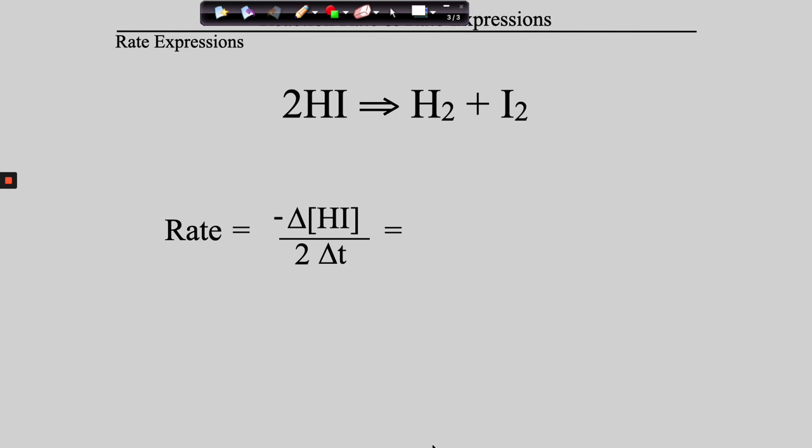But notice what we do. We make this negative because we understand that reactants are being consumed. And then we divide by 2 because that's the coefficient from the balanced equation. So now you do the other two parts of the rate expression.